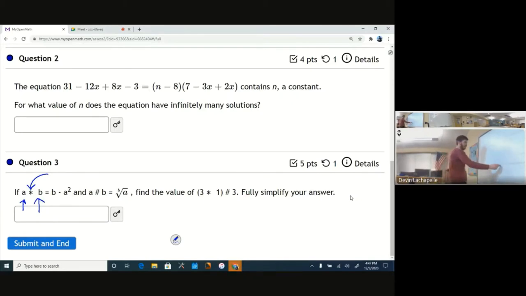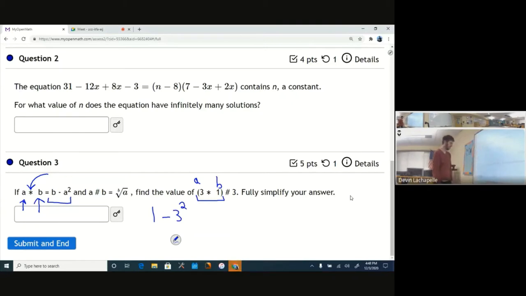So let's look at our expression right here. I've got 3 star 1, or 3 asterisk 1. So there's A, there's B. And it says A star B equals B minus A squared. So what's B? Well, it's 1, minus A squared. Well, what's A? A is 3.